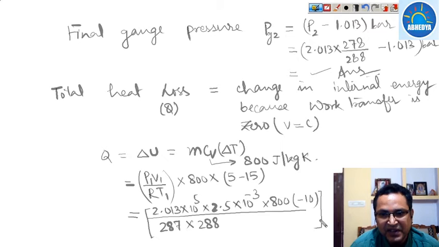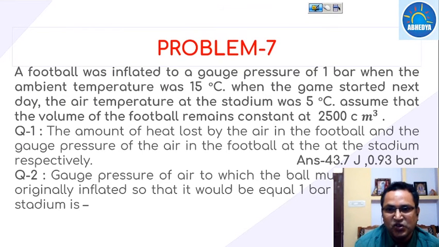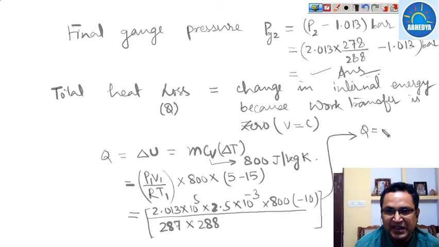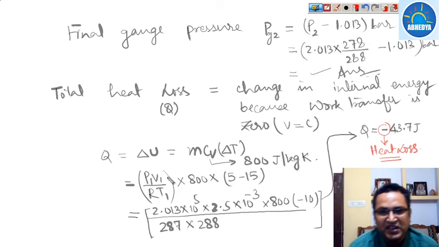So once you calculate this value, you will get Q as minus 43.7 joule. This minus sign represents heat loss. So I think now it is clear. You just calculate this value. Okay.